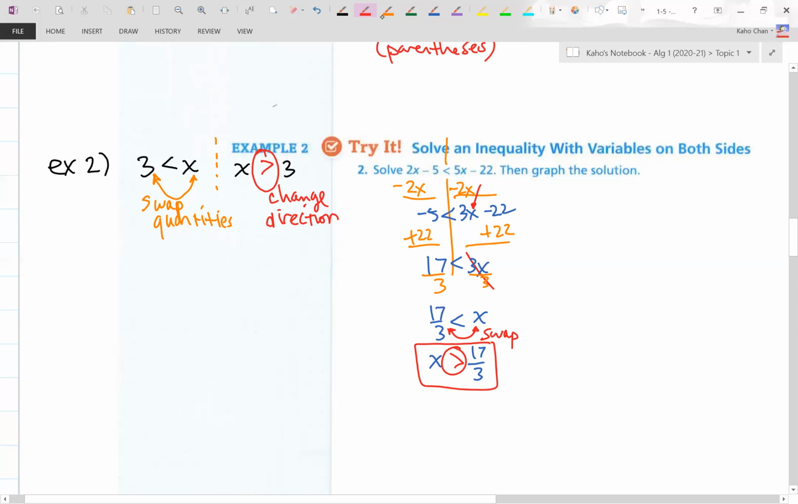Let's graph it on the number line. 17/3 as a mixed number is 5 2/3, I believe. Yes, it is. 5 2/3 is over here somewhere. We're just going to eyeball it. Open circle to the right. Follow the arrow. And don't forget, the other way is just using parentheses.